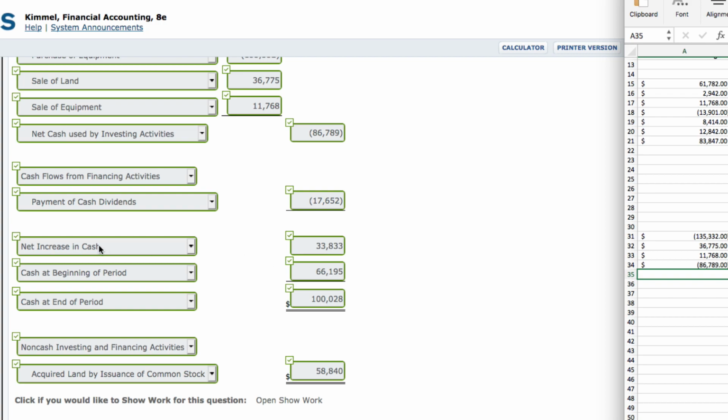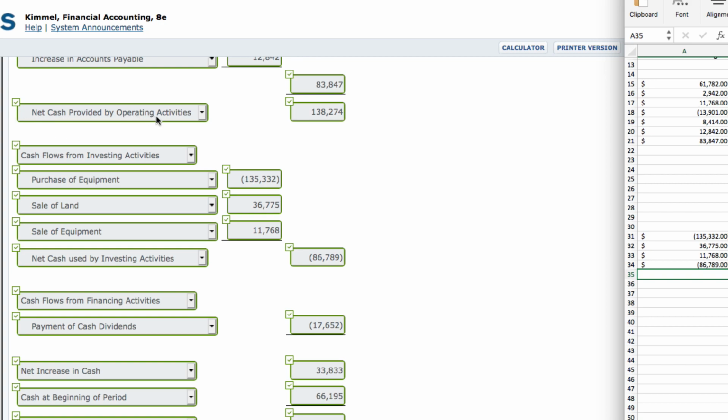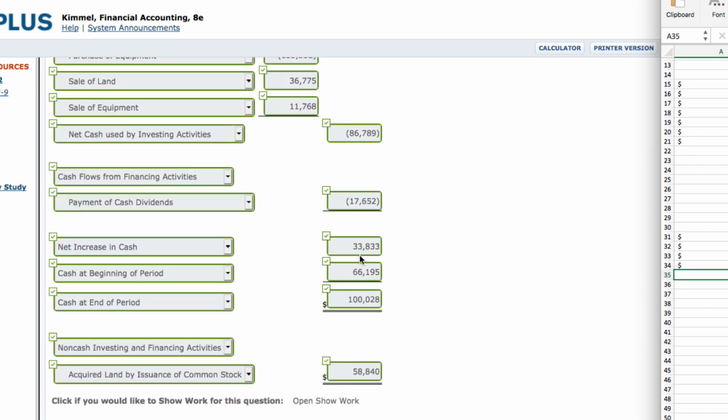There you go. Now, our next section is we need to add net cash provided by operating activities, used by investing activities, and this one. Because there was only one, that's why they didn't include provided or used by financing activities. So, in this case, it would be these three numbers, and we arrive at an answer of 33,833. Because it's a positive number, it's going to be an increase in cash. Now, if it had been a negative, it would have been a decrease. But in this case, it's not.